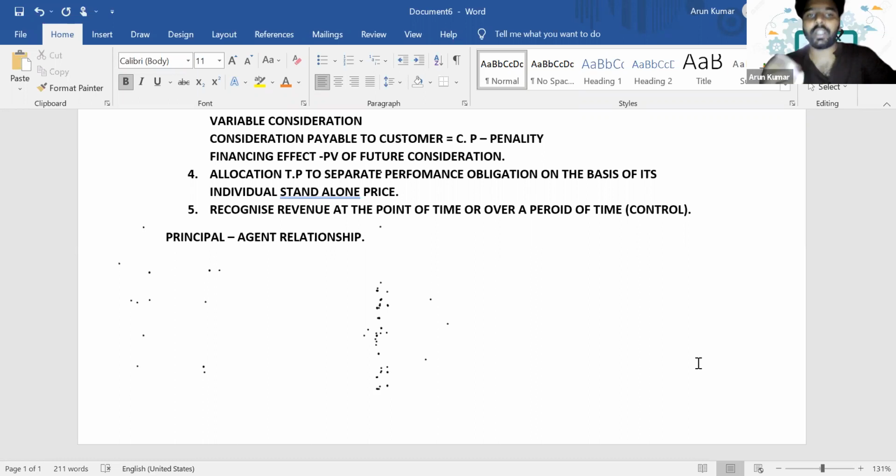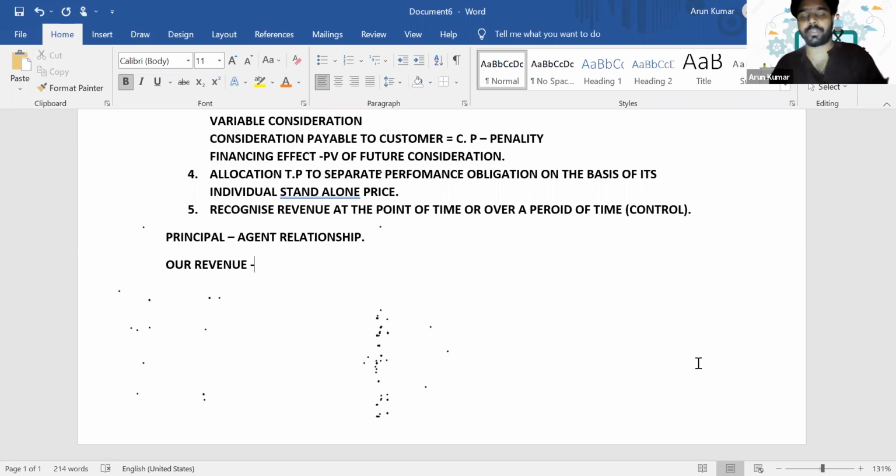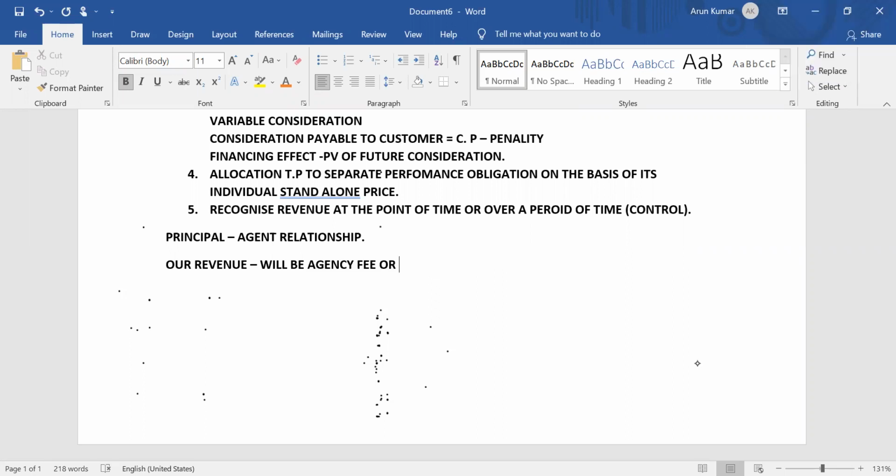The principal agent relationship says that when we recognize revenue, if you're acting as an agent, how much should we record as revenue there? If you're acting as an agent, our revenue will be the agency fee. It will be your agency fee, or what else will be your revenue? Commission. Yes, commission.